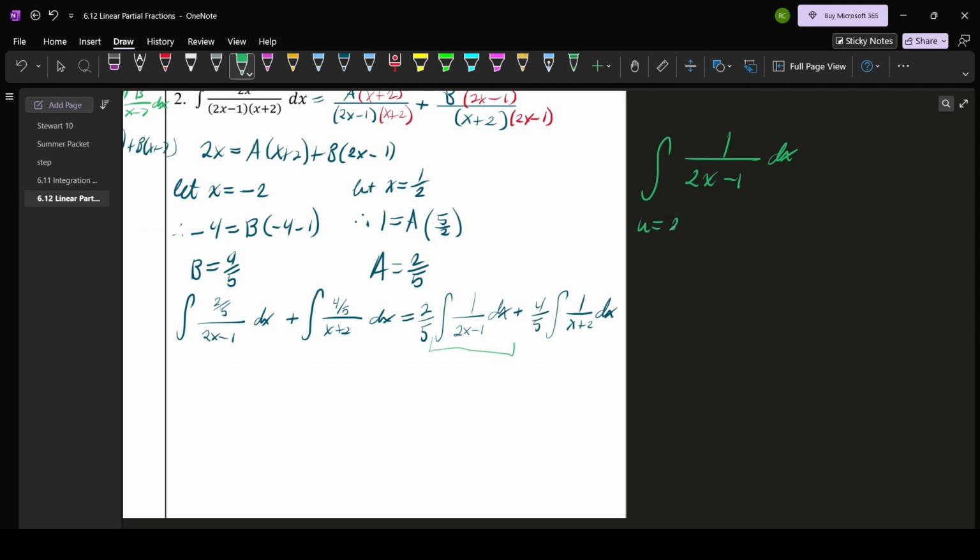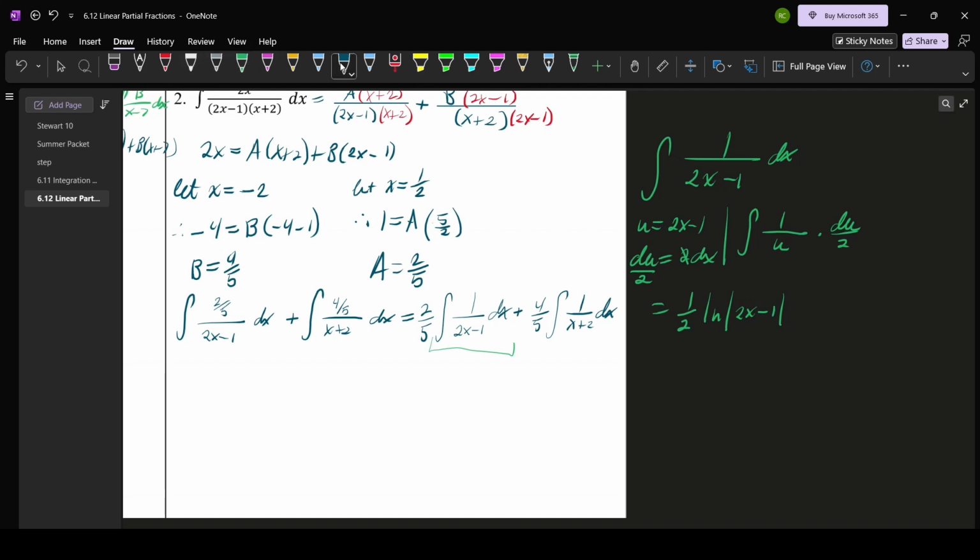So set u equal to 2x minus 1. That means du is 2 dx. Divide both sides by 2. We get dx equals du over 2. So it means we can rewrite this as the integral of 1 over u times du over 2. And we can pull that 1/2 out to the front. That gives us 1/2 times the integral of 1 over u. And the integral of 1 over u is just natural log the absolute value of u. And we know u is 2x minus 1.